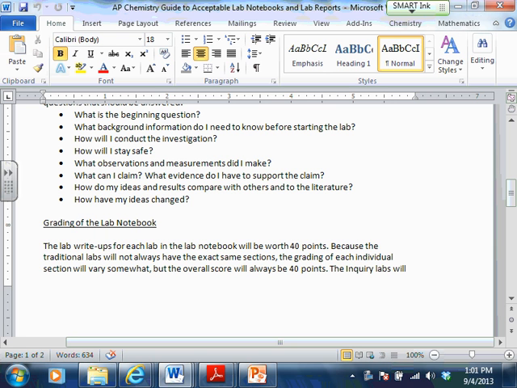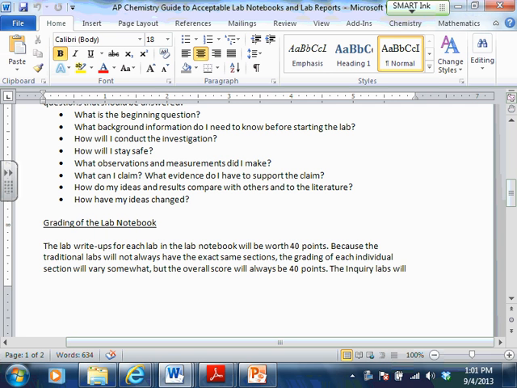All right? Then what can I claim? What evidence do I have to support the claim? Okay, so that's your next section. And that would be where you're actually claiming what is the unidentified powder, okay? And that's where you're going to do your calculations and everything like that. Your calculations are going to be part of your evidence, right? So you'll reference back to your data. You'll make calculations that support your claim. Everybody clear on that part?